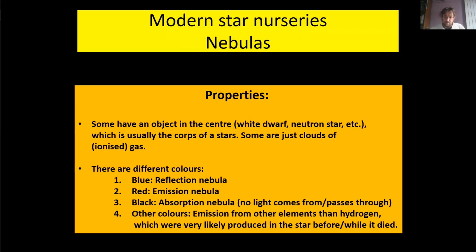Some of these nebulae have an object in the center, as we have seen, a white dwarf can it be. Some have a neutron star like the Crab Nebula. They are usually the corpse of a star. So the rest, what you see around, is basically most of the material of the star that has been blasted somehow into space, forming then this nebula.